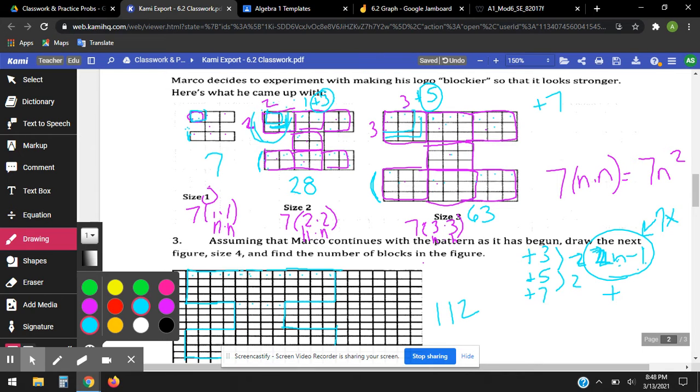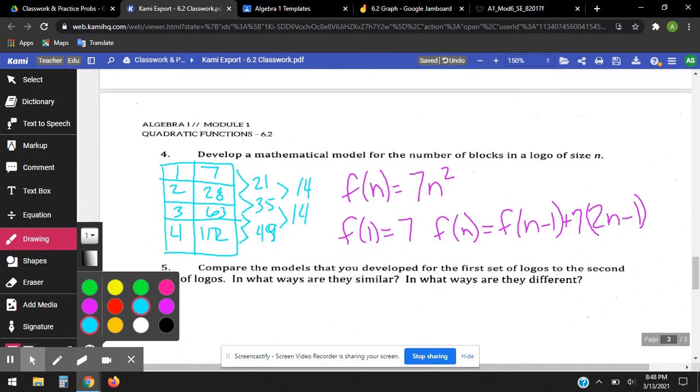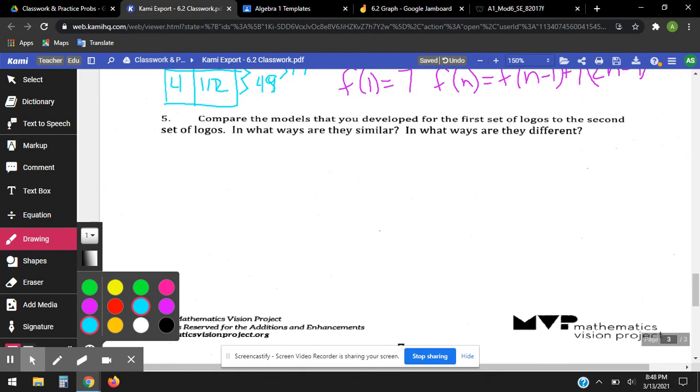So the first one I'm adding 3, but I'm really adding 3, 6, 9, 12, 15, 18, 21. I'm actually adding 21 because I have 7 of these boxes in here. So that's how we come up with a recursive one for that. A little more complicated with these quadratic ones. So it says compare the models you developed for the first set of logos and the second set of logos. In what ways are they similar and what ways are they different?